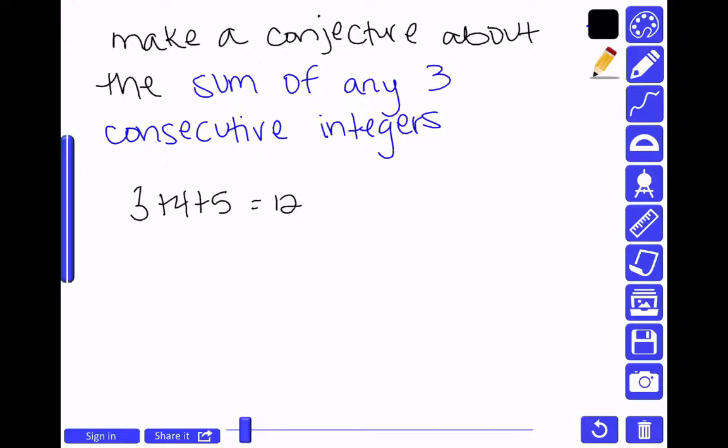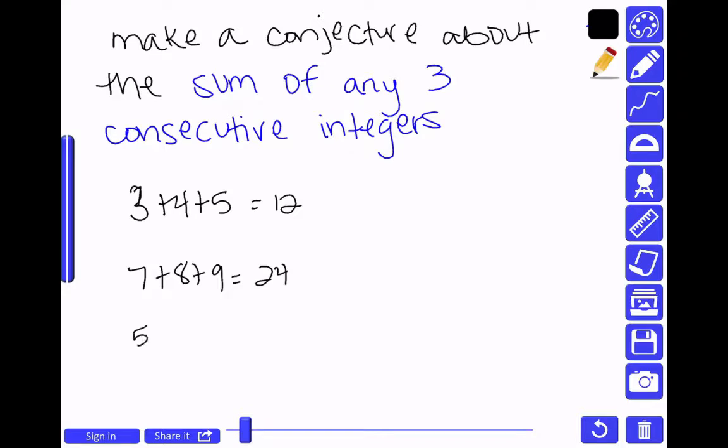Just from that, I can't really make an observation. Well, I mean, I could say, well, 3 times 4, if you multiply the first 2 numbers, you get the answer. But that's only one observation. I need to have more to be able to justify. So 7 plus 8 plus 9. So 7 plus 8 is 15, and 15 plus 9 is 24. So does that work? 7 times 8? No, it's not 24. So that doesn't work. So let me try another one.